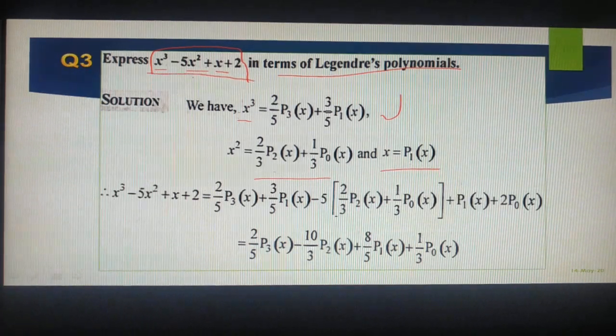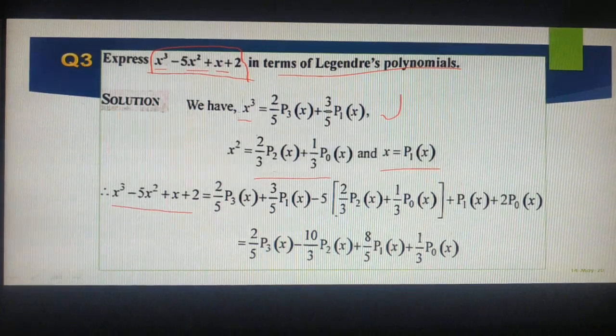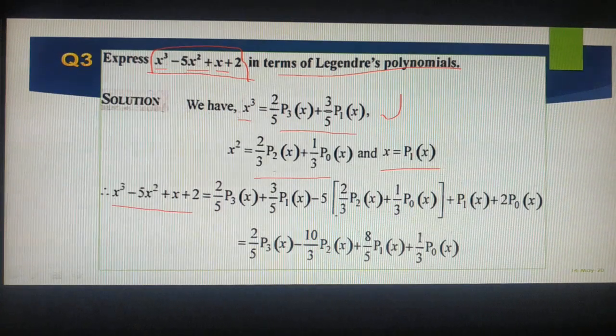So now the regular polynomial becomes a Legendre polynomial, all in terms of P's with some constants. What I have done here: x cube means this is your result, 2 by 5 P3 of x plus 3 by 5 P1 of x. Then minus 5 into, so I am taking minus 5 bracket of 2 by 3.